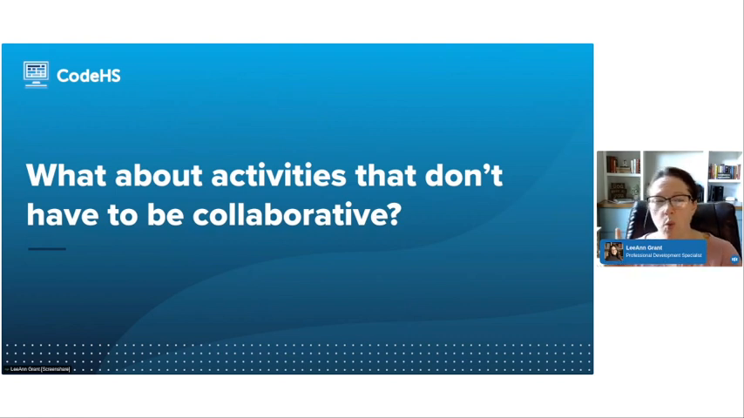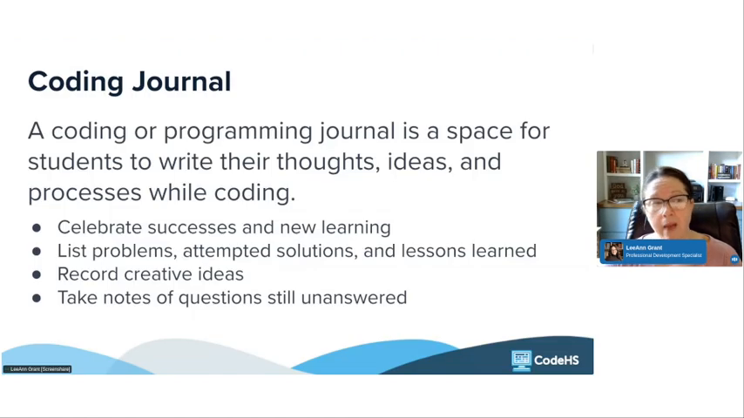All right, so what about some activities that don't have to be collaborative? There are some things we can do to get students learning and talking about coding in ways where you're not actually conversing with another student. One of those could be a coding journal. A coding or programming journal is a space for students to write their thoughts, ideas, and processes about coding.